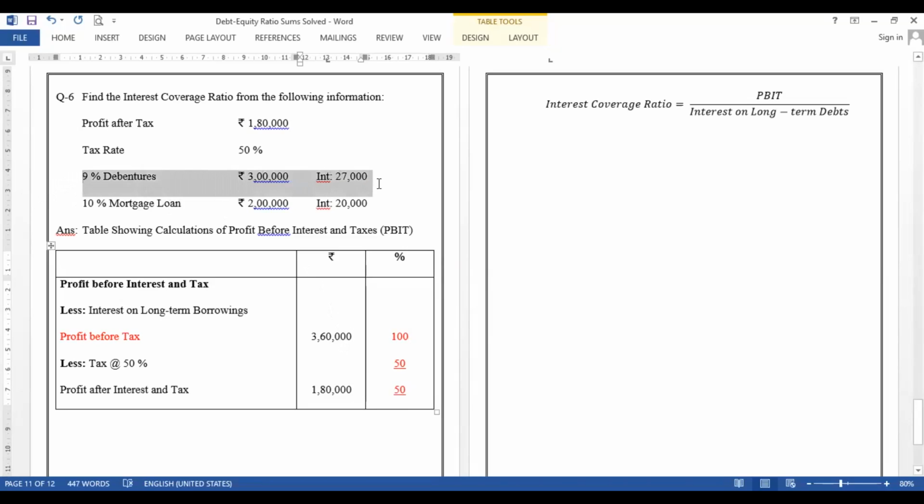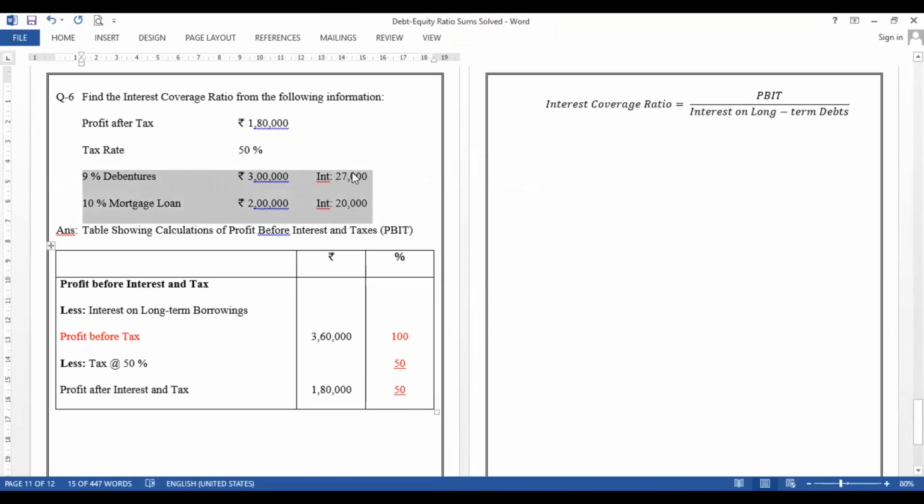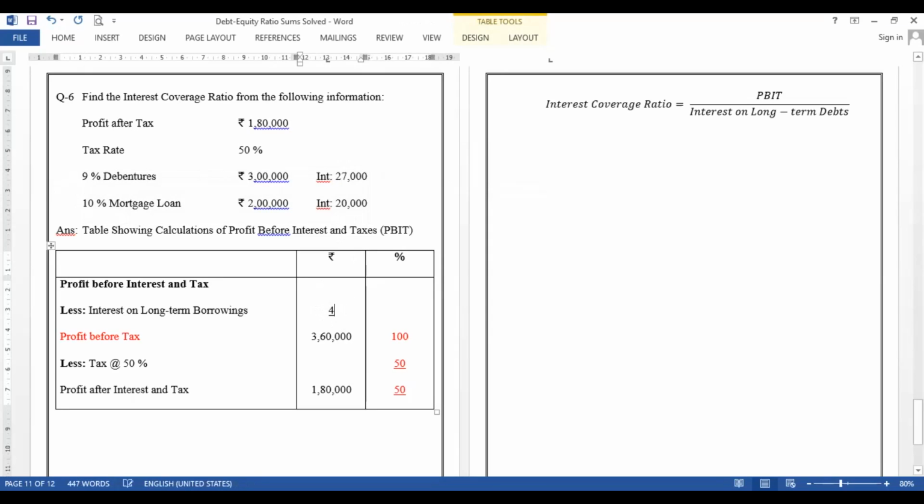Now, interest on long-term borrowings. Long-term borrowings we have in the form of debentures and mortgage loan. Interest can be seen as rupees 27,000 and 20,000. So total is rupees 47,000. And now the total will be 3,60,000 plus 47,000, which is rupees 4,07,000. This is how we calculate profit before interest and taxes.